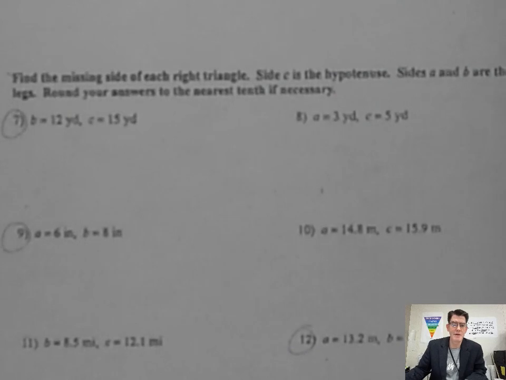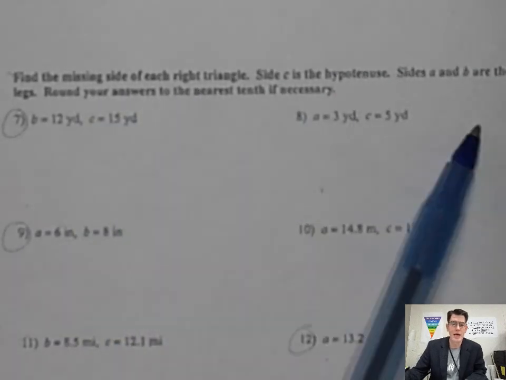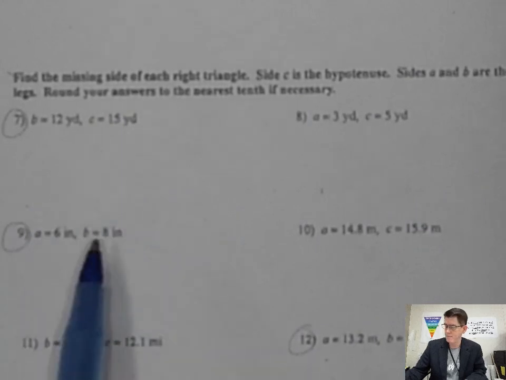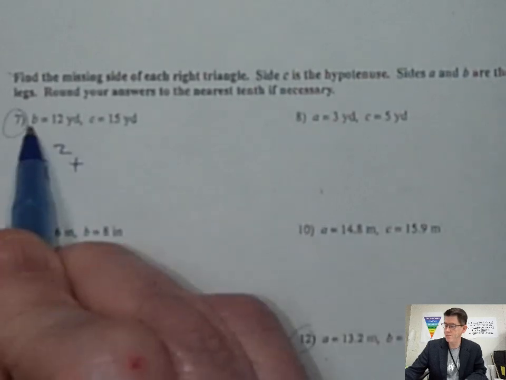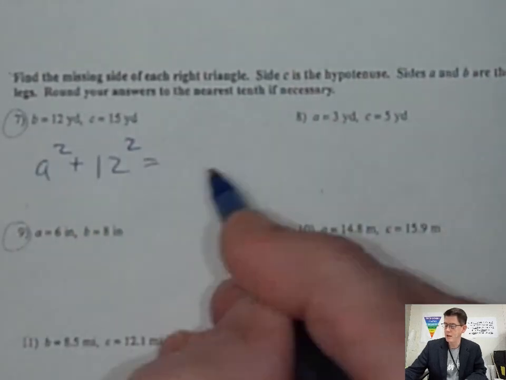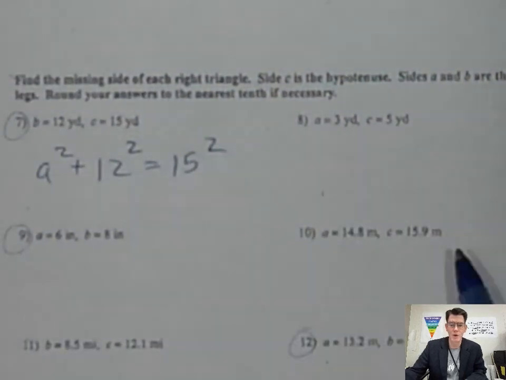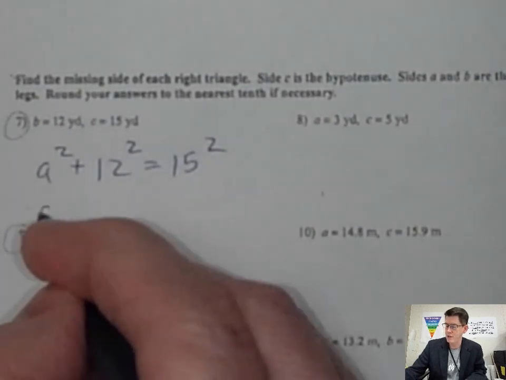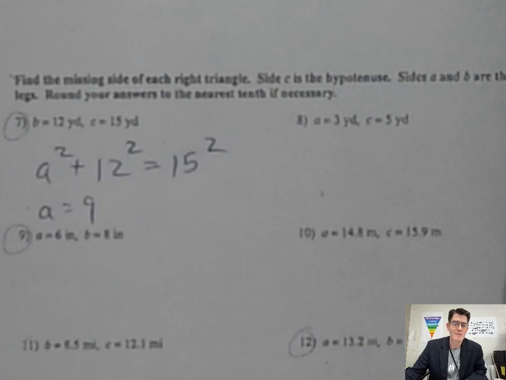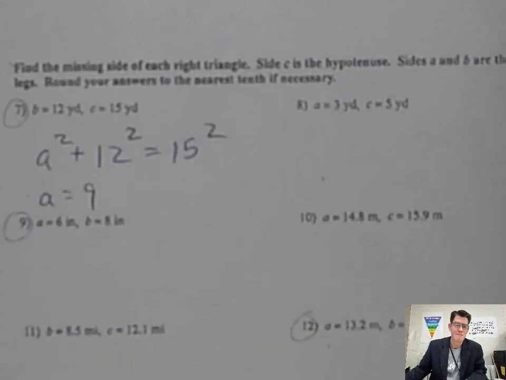All right, the next section. Find the missing side of each right triangle, so we know it's a right triangle. C is the hypotenuse, A and B are the legs. There we go, we just set it up. There's another 3, 4, 5 triangle. You can take your time and work through it, but I already know that's 5 times 3, 4 times 3, so this is 3 times 3. So A is 9. Just because I'm lazy and I don't want to do all the work on a 3, 4, 5 triangle.